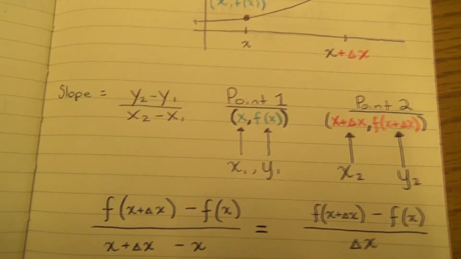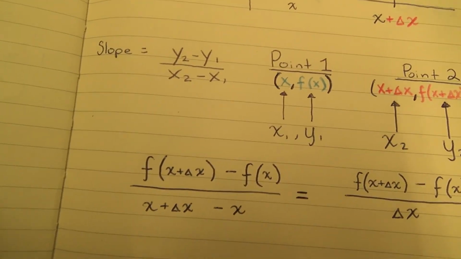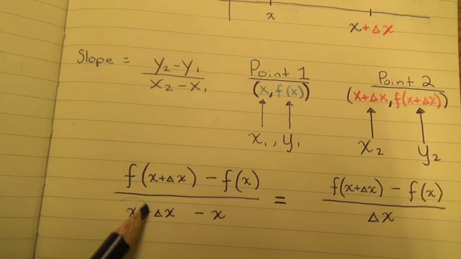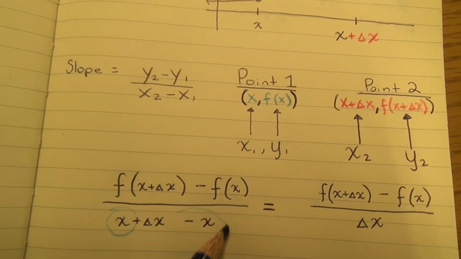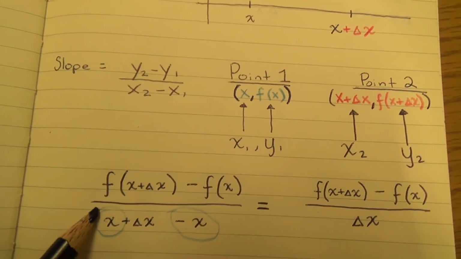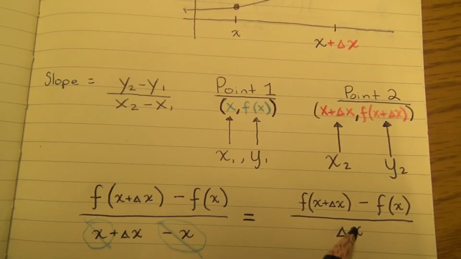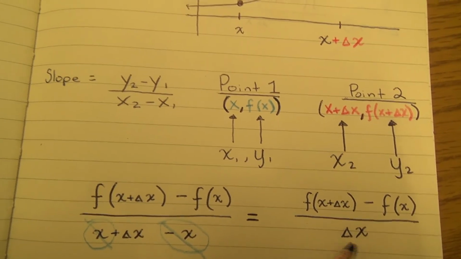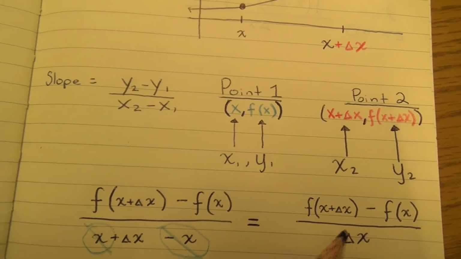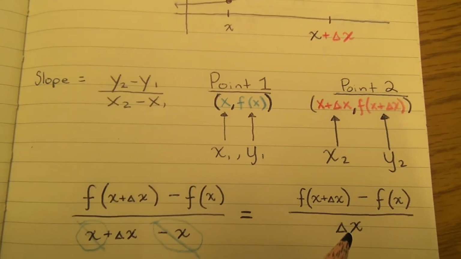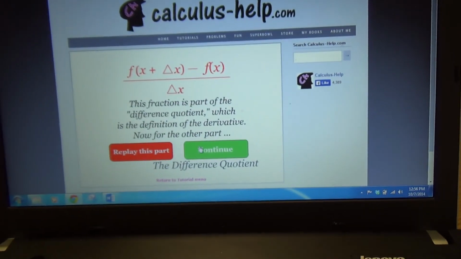Is there any simplifying that we can do on this? Only a little bit. This x will cancel with this negative x, and we'll be left with just the change in x, or delta x, in the denominator of this fraction. And that's it for part 2. So now let's watch the last part of the video.